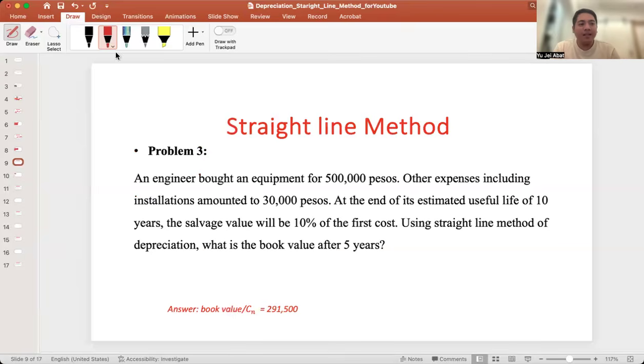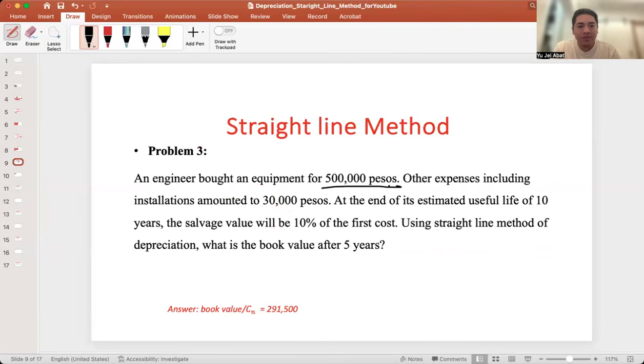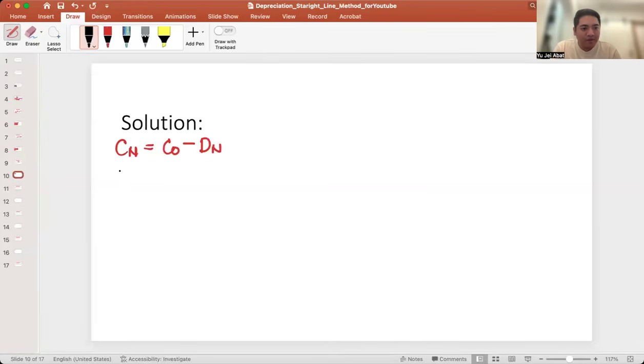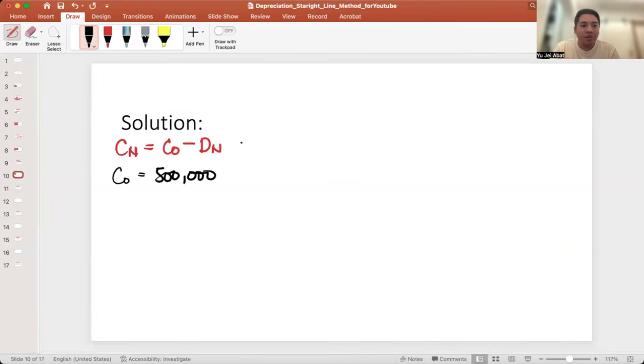So let us now write the given. We have 500,000 pesos for the equipment, so we have a first cost of 500,000. And then other expenses including 30,000 pesos for the installation. So we will be adding that to the first cost or the original cost. So we have a total original cost of 530,000.